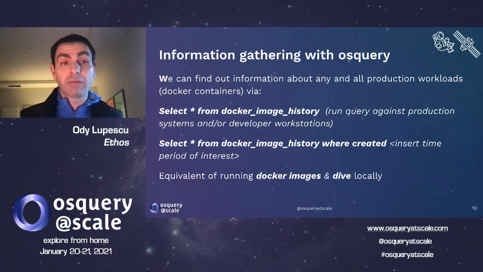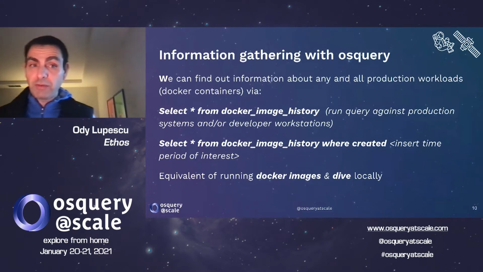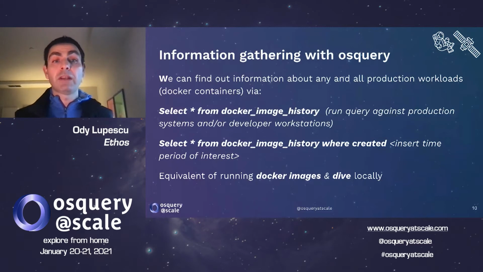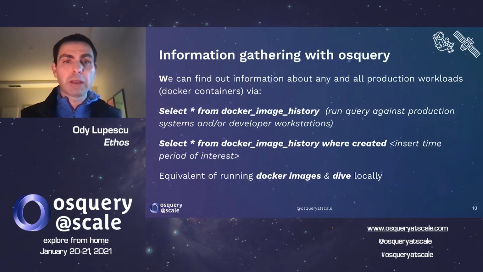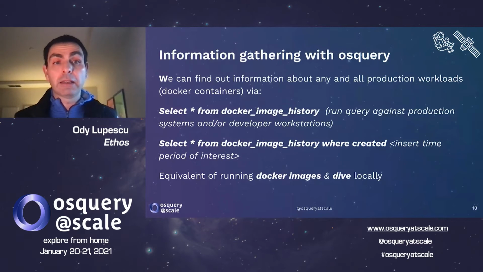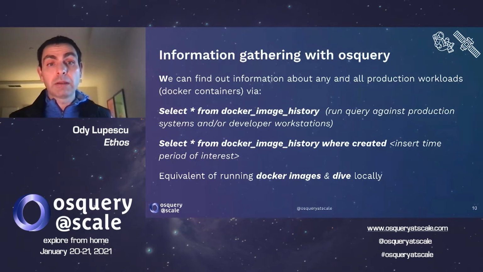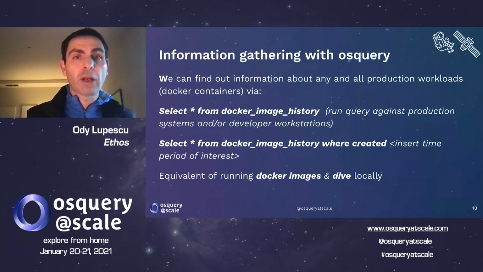And that's one of the things that we noticed. We needed additional information. So there is a specific command. I believe it is part of Osquery at this point. If not, there is a PR that I suspect has gone through that provides this in the base Osquery package. And that is select star from docker_image_history. And let me show you how that looks.